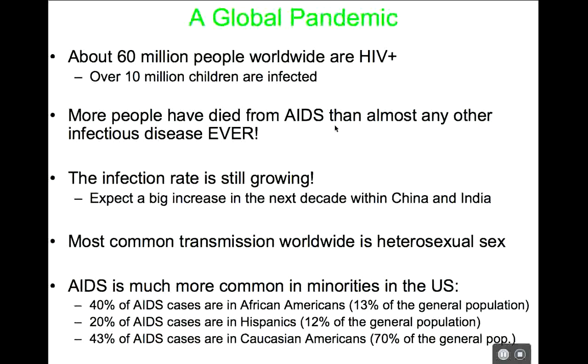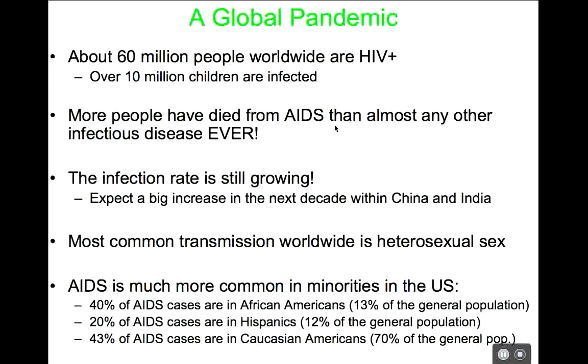So HIV from a global pandemic perspective here, how bad is it? It's really bad. It's really, really bad. About 60 million people worldwide are now HIV positive, 10 million of which are children. 10 million children in this world are infected with HIV. That's mind-boggling and horrifying. More people have died from AIDS than almost any infectious disease ever.